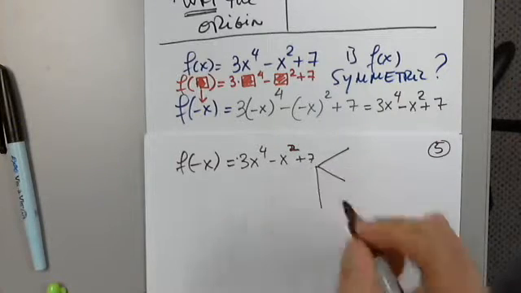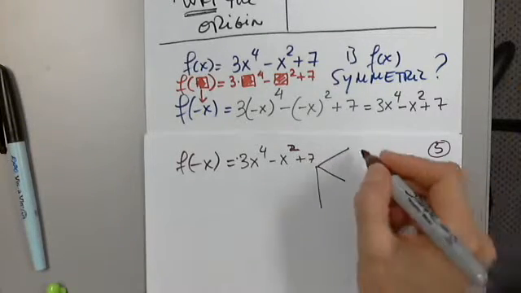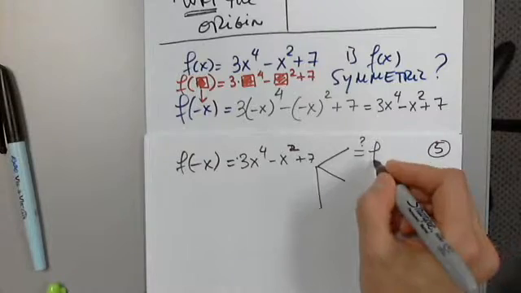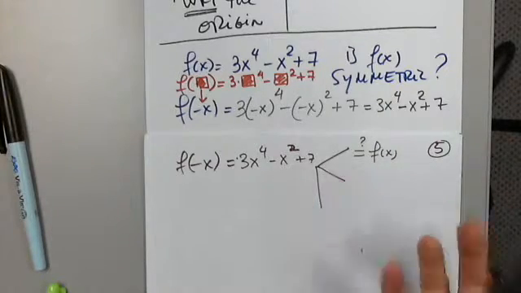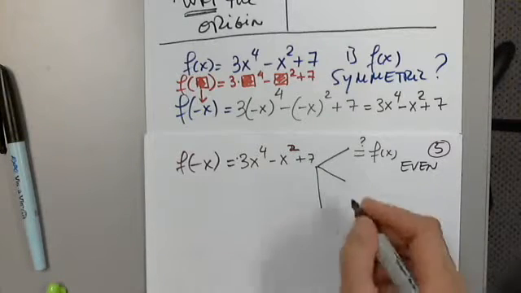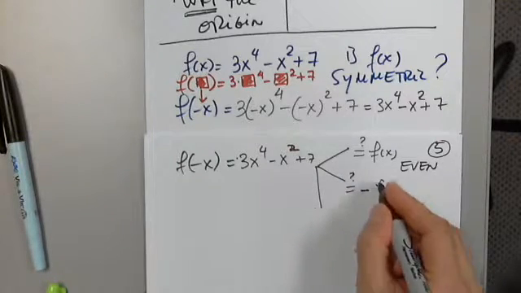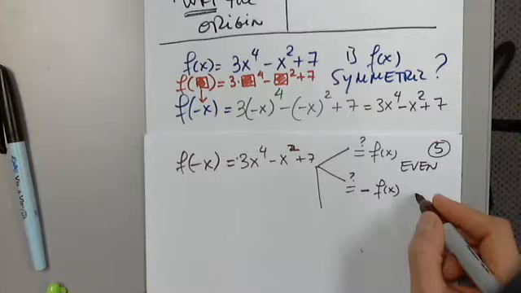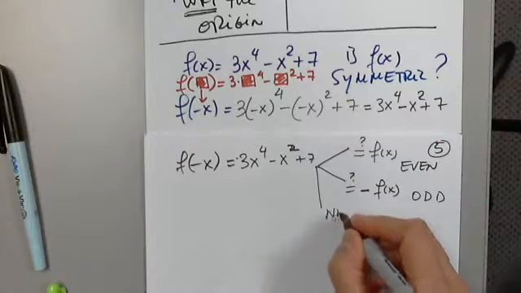And I have 3 questions that I need to ask myself. Does this equal f of x? If we say yes, the function is then even. Does it equal the opposite of f of x? If you say yes, then it's odd. Or none of the above.